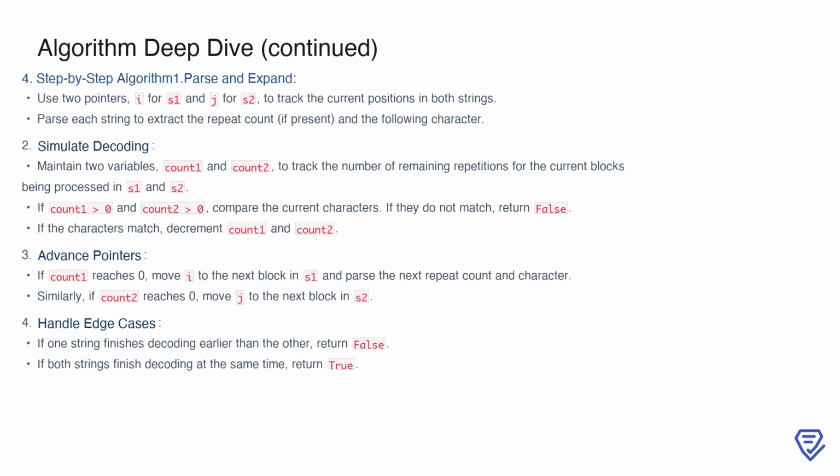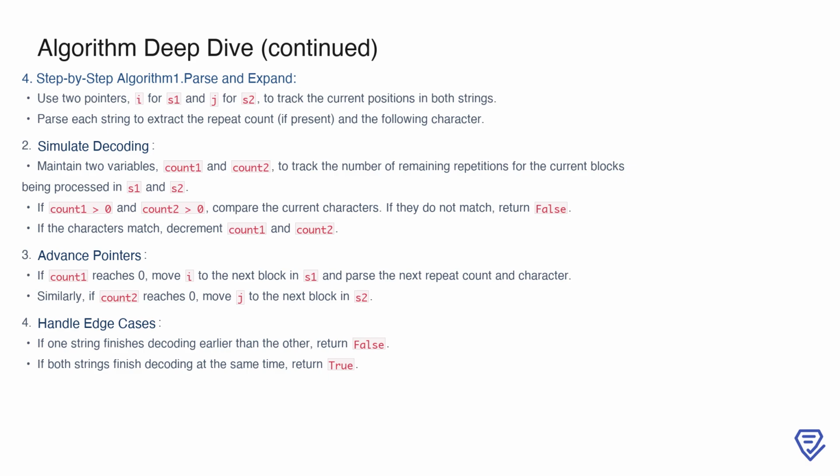If both counters are greater than 0, we compare the current characters. If the characters don't match, we return false immediately. If they do match, we decrement the counters to process the next repetition. When a counter reaches 0, we advance the corresponding pointer to the next block of the string and parse the new repeat count and character.